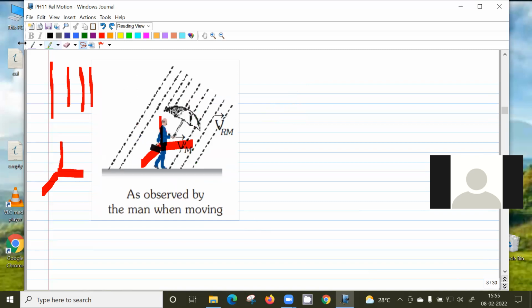So mathematically, we can write velocity of rain with respect to man as velocity of rain minus velocity of man. Velocity of rain is in j cap direction, or we can say minus j cap if you put upward direction as positive. And velocity of man is i cap. So it's minus i cap minus j cap. Minus i cap is in this direction and minus j cap is in this direction, so the resultant will be in this direction. Is it clear? Yes, sir.